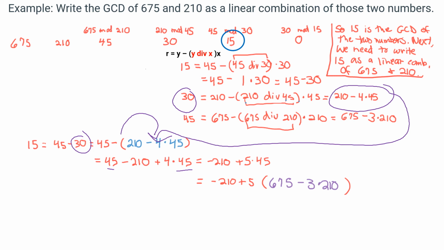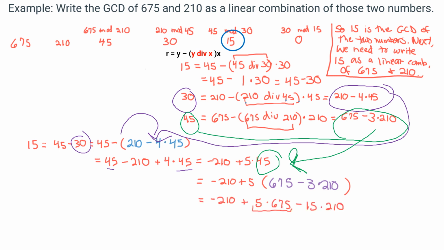Let me use green here. And this 45 right here, we're going to look and see what it's equal to over here. And 45 is equal to, from that third equation, 675 minus 3 times 210. So we'll replace this 45 by that. Okay, and once we do that, we see that we've got 675 in there and we've got 210 in there. Those were the two numbers we wanted.